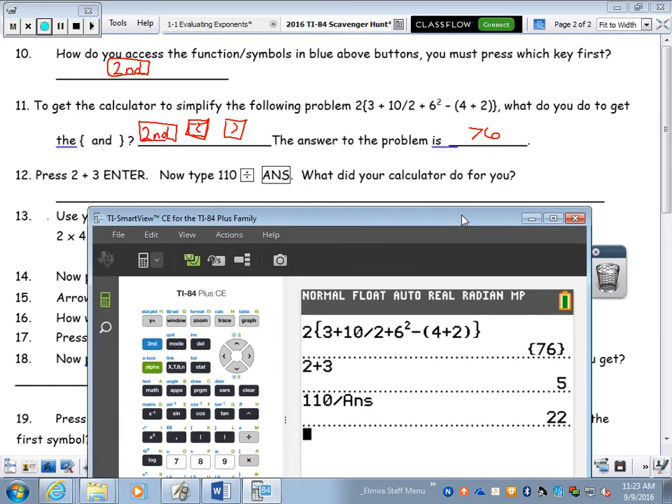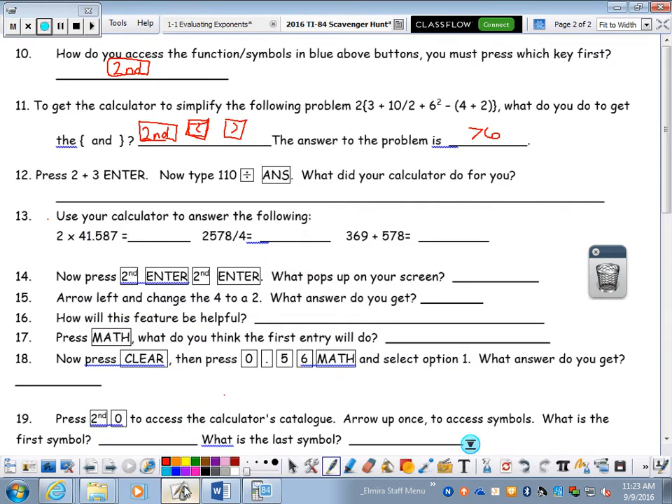So what did the calculator do for you? It subbed the previous answer of 5 into the problem.